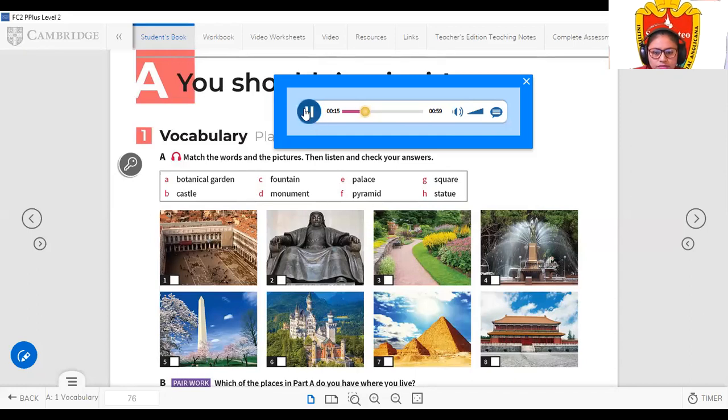1, G. Square. 2, H. Statue. 3, A. Botanical garden. 4, C. Fountain. 5, D. Monument. 6, B. Castle. 7, F. Pyramid. 8, E. Palace.